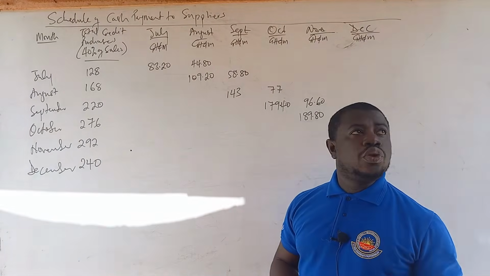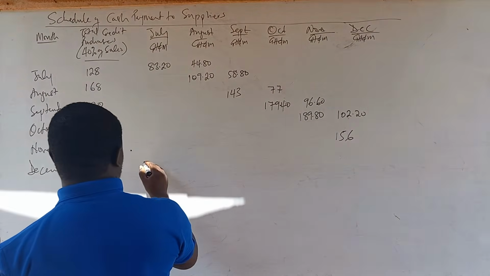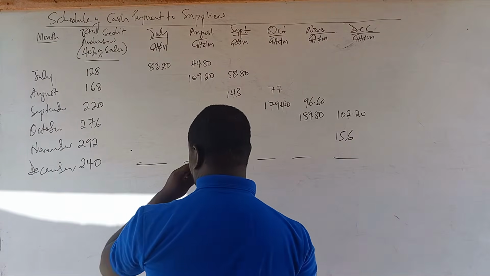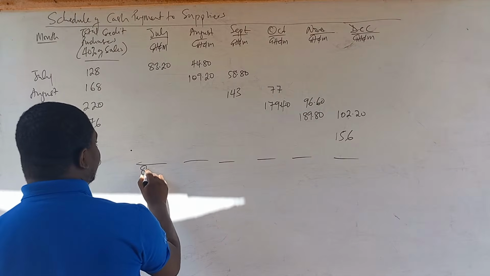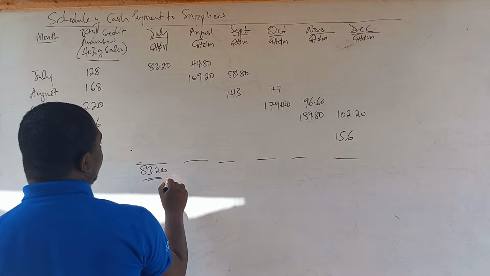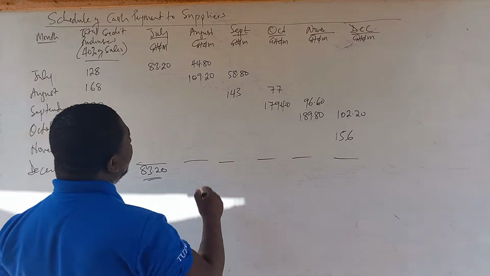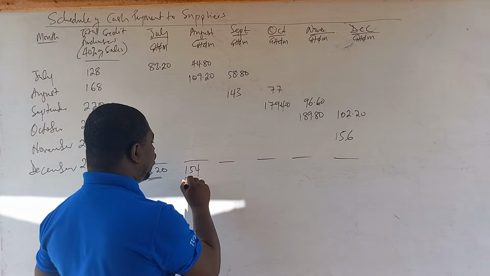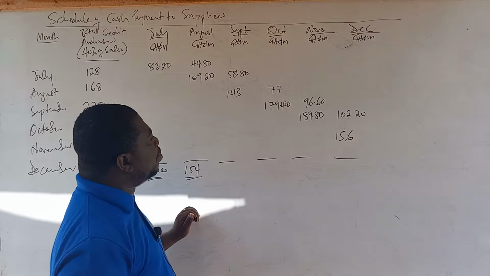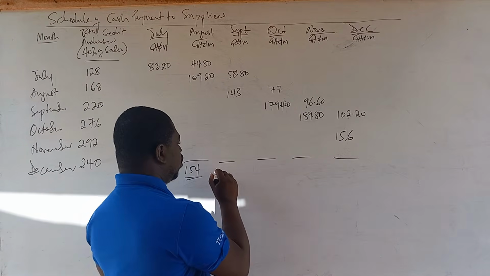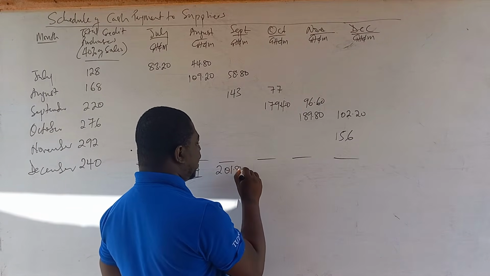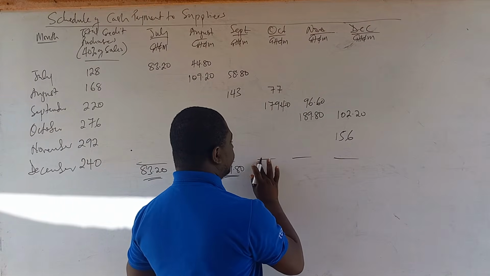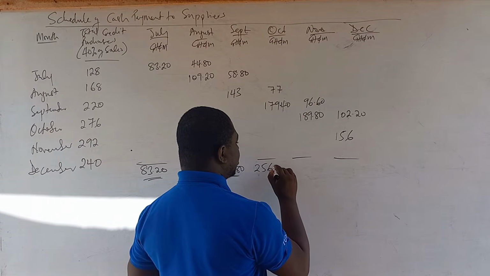So having been able to complete this, just as we did for schedule of receipts, we are going to find the totals for each of them. So we have 83.20 for July. And then in August, the total is going to be 154 million. And then in September, we're going to have 201.80. And then in October, we have 256.4.